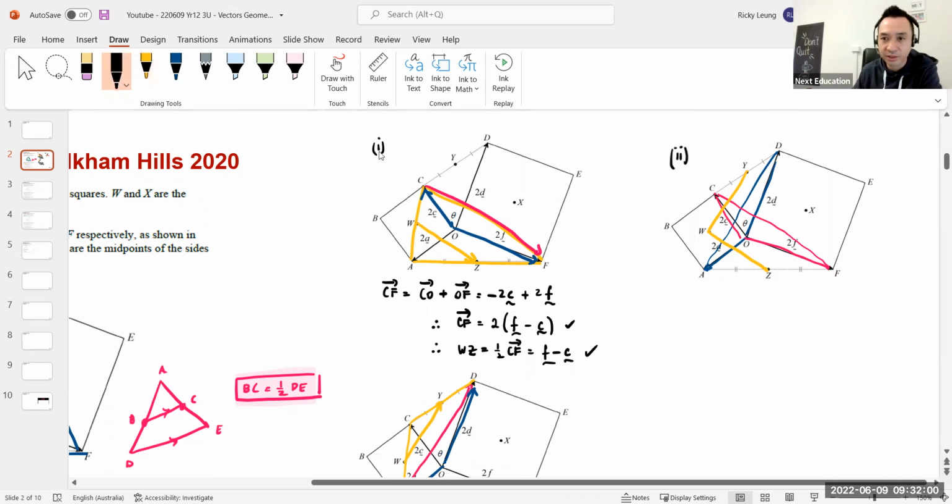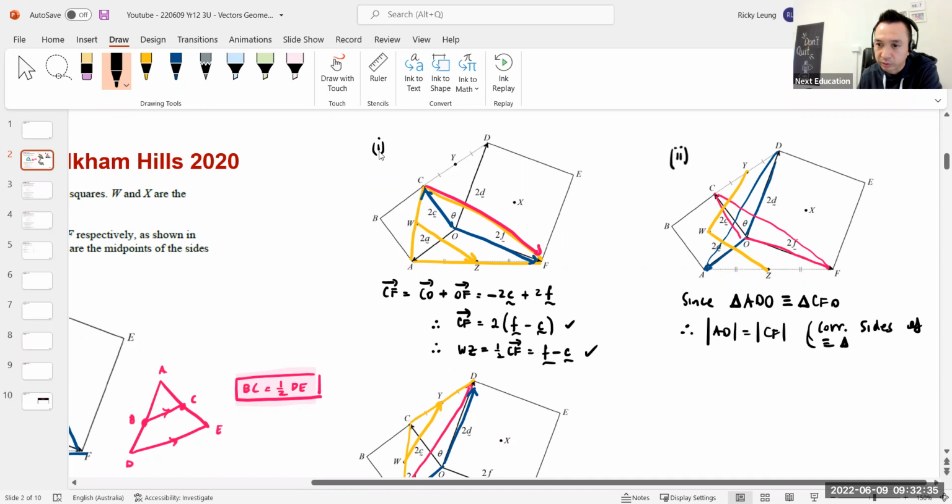So I can start with saying, since triangle ADO is congruent to triangle CFO, that's given. Therefore, the magnitude of AD equals the magnitude of CF. And I can say, if your teacher needs something, corresponding sides of congruent triangles are equal. Yeah, that's easy.